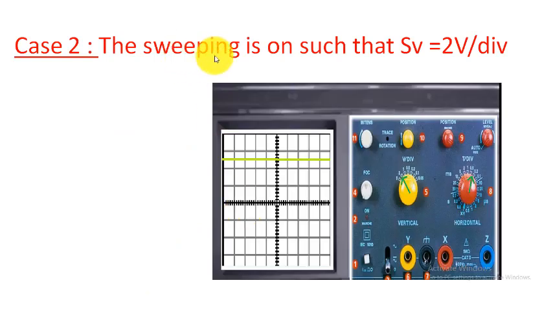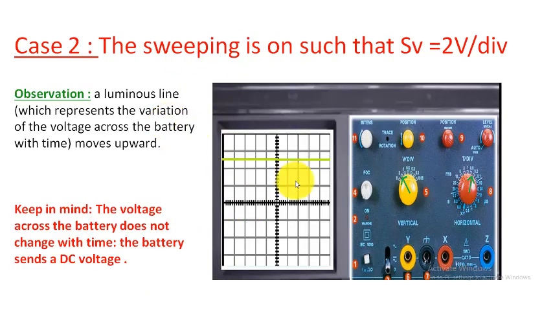What if the sweeping is on? The luminous spot changes into a luminous horizontal line above the x-axis.